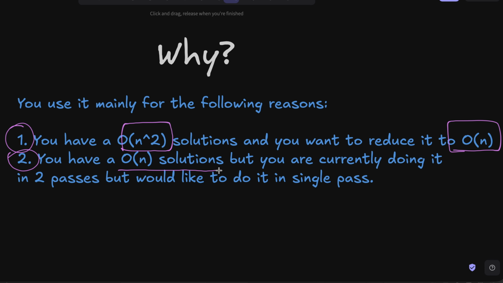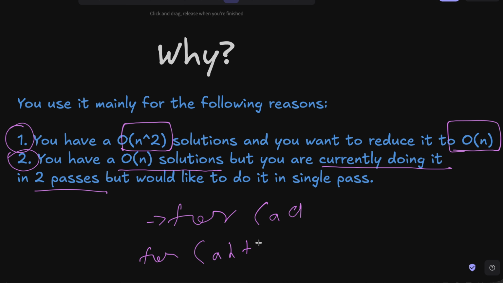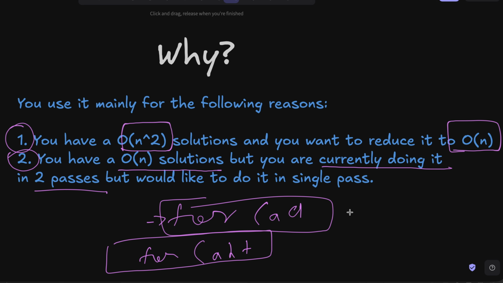Otherwise, if you have an order of n solution and you are currently doing the solution in two passes, that means first you are running a for loop and you are doing something with the data, right? And after that, you are again running a for loop outside of this for loop, and then you are doing something again with the data, and then basically you are getting the solution. You can eliminate the need of one for loop and do everything within this for loop. That is basically doing it in one pass. So if you want to remove this two pass solution and turn it into a one pass solution, you can use two pointers. Now I'm going to elaborate on both of these points in detail with the help of examples.